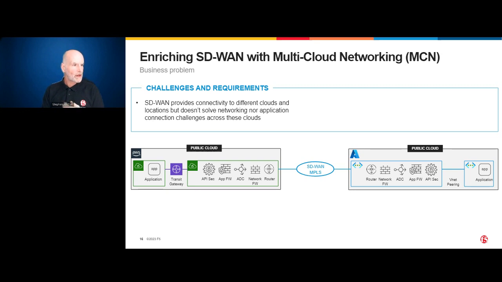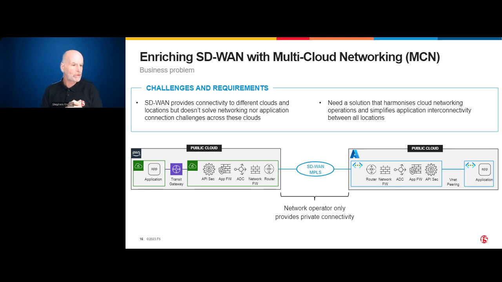But the SD-WAN provides very simple connectivity to different clouds and locations. But it doesn't do any of the networking functionality, or doesn't configure any of the network functionality within the clouds themselves. So the provider themselves kind of describe this as, we're seen as just a dumb pipe that connects the two environments. But it really needs a solution that harmonizes the networking operations and simplifies this application interconnectivity. And that's the part that they really struggled with. So the network operator, or telco, really only provides that kind of middle piece.